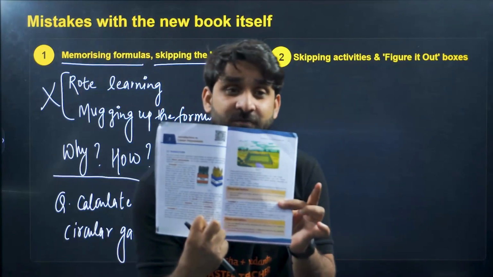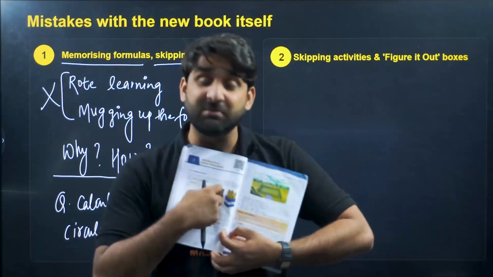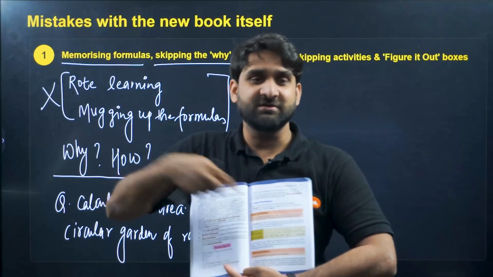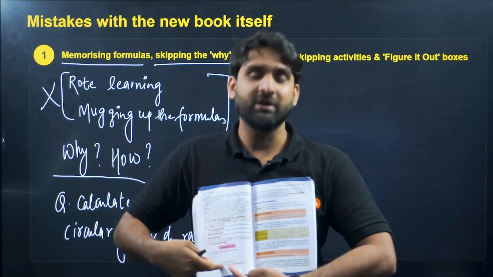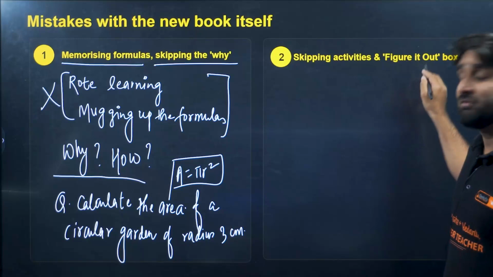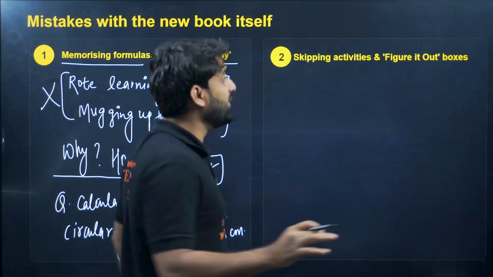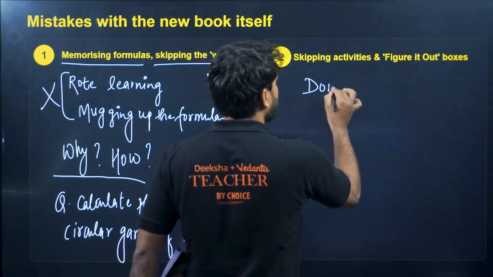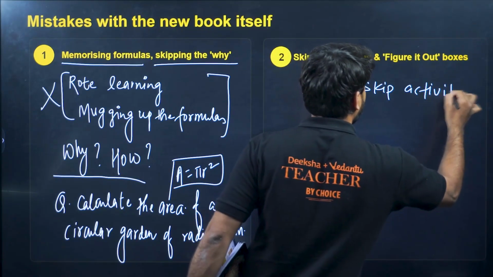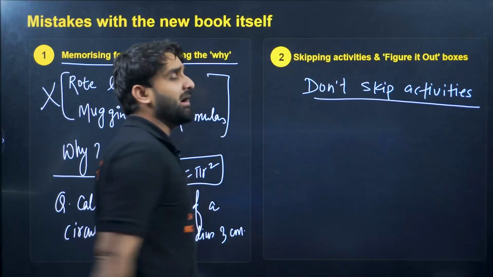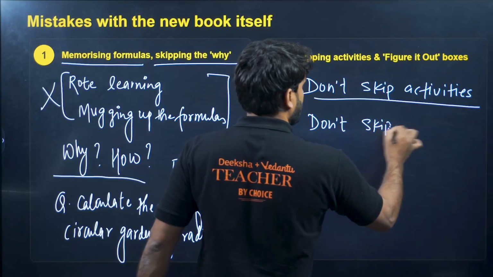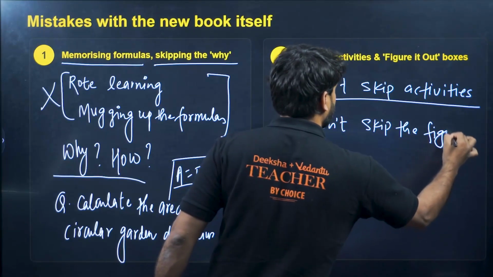Do these things first. Read everything, each and every line. Don't skip a single line. Don't skip a single word. And after you have done with these things, now you can start the exercise questions from here. Are you getting my point? This is my request to you all. Skipping activities and figures is very bad, very dangerous for you all. So don't do this. Don't skip activities. I hope you guys are getting my point. Don't skip activities or figures and all.